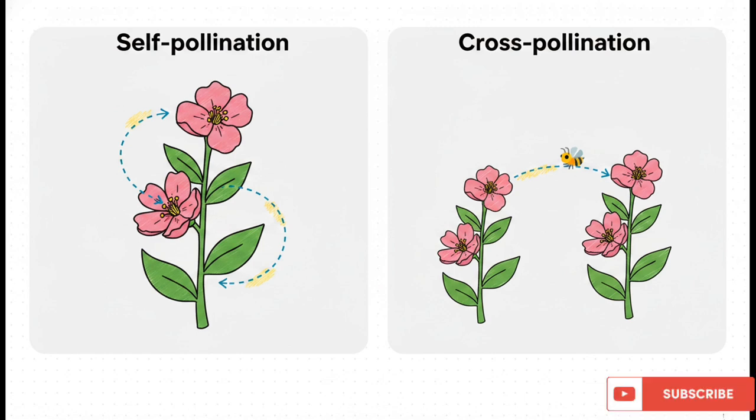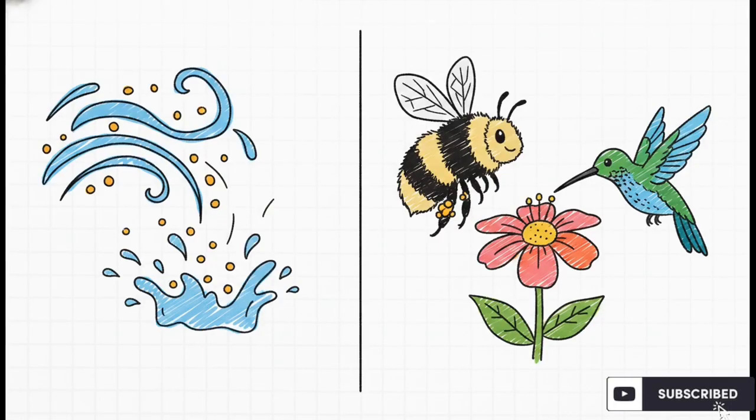The crucial takeaway here is that cross-pollination introduces genetic variety. It mixes things up. This is a huge favorite for board exam differentiation questions, so make sure you've got this locked down. Here's the thing, though. Pollen usually can't move on its own. It needs delivery drivers. We call these the agents of pollination, and they fall into 2 groups.